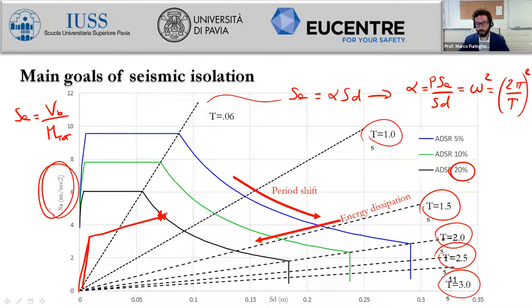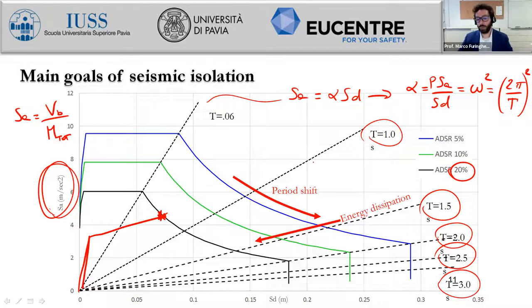So in this particular plot, in the ADRS spectrum, we see the period shift in this way, looking at points towards the right part of the graph, and then we see energy dissipation along all the lines referred to a given value of period. So this is one of the main tools that we will use. Generally, we will use spectra. So we will have to remember also this relation between the pseudo acceleration and the spectral displacement. We will use it later on in our simulations.